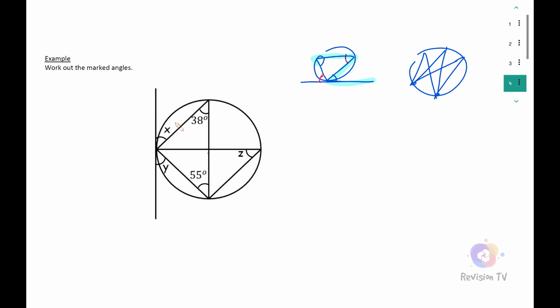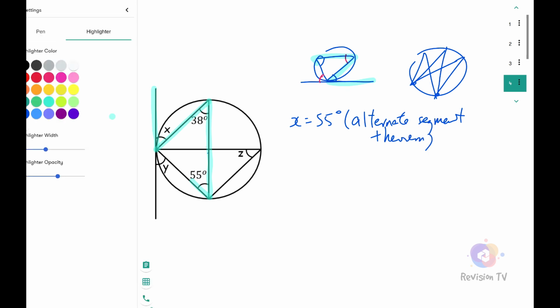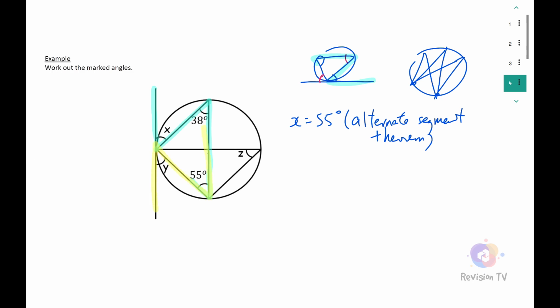You can see clearly this definitely involves the alternate segment theorem. You can see the x in here, so it's a triangle in here, set with a hook. So we can see x being 55 degree, the reason being alternate segment theorem. And y would be the same kind of thing: the alternate segment theorem of y is like this. So y would be 55, not 55, sorry, 38 degree because of alternate segment theorem.